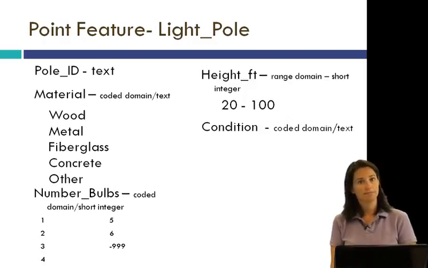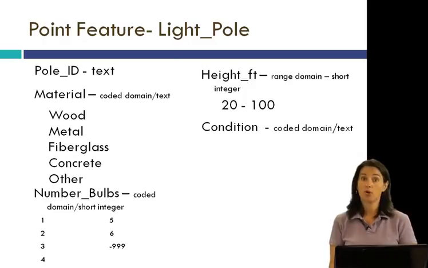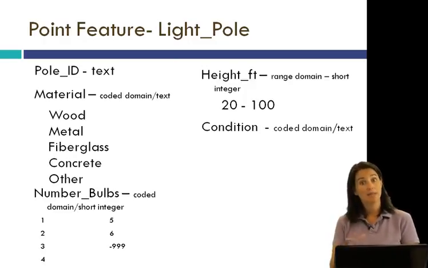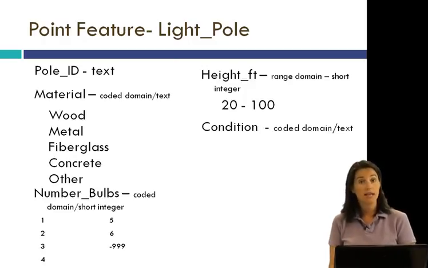Right, we're going to do condition. We want to know the condition of a pole. And once again, we're going to have a drop down. We're going to have a domain. It's going to be coded, and it's going to be text, and the choices are going to be good, fair, repair, replace.